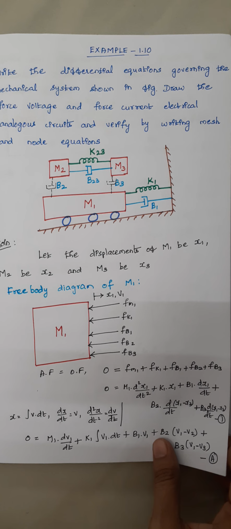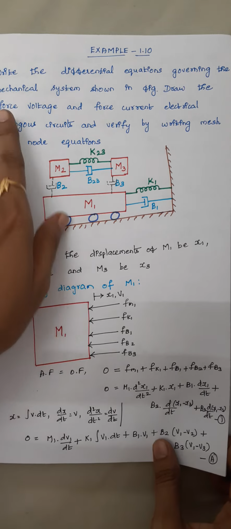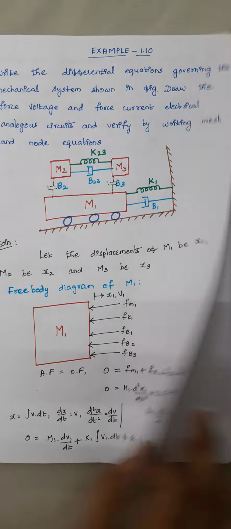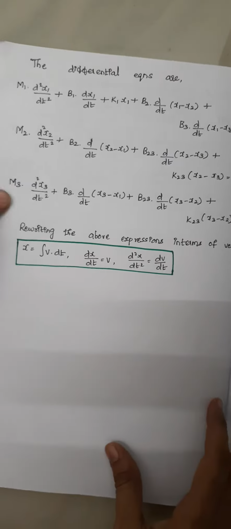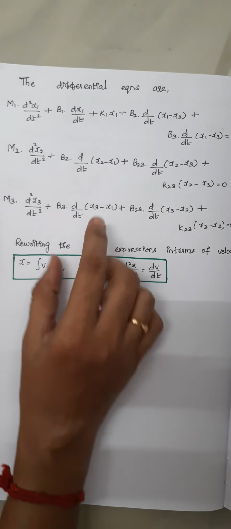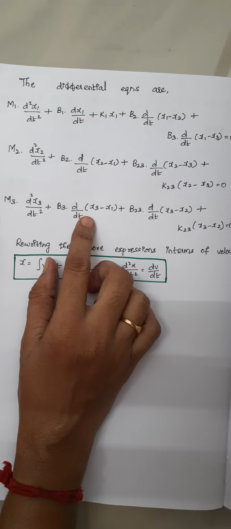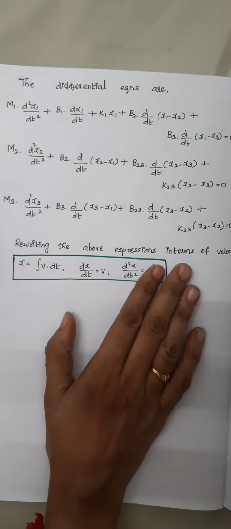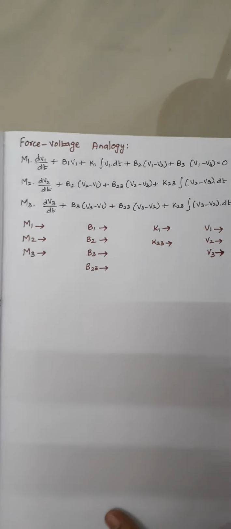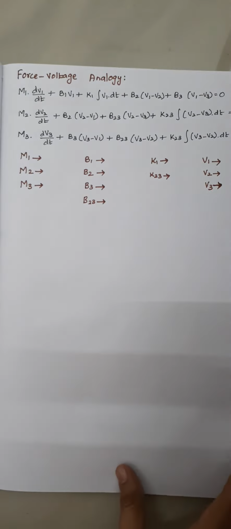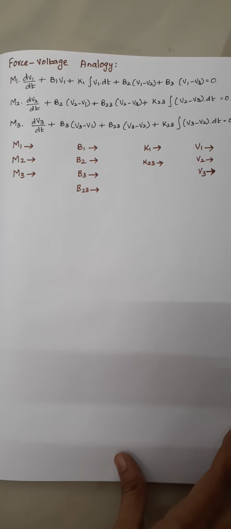Today we are going to solve example 1.10 part 2. That is, we are going to draw the force voltage and force current electrical analogous circuits. From the previous video, we had obtained the differential equations of mass m1, mass m2 and mass m3, and I had replaced these displacements in terms of velocities by using these expressions. So finally I had got these expressions in terms of velocities, right? So now I am going to draw the force voltage analogy.